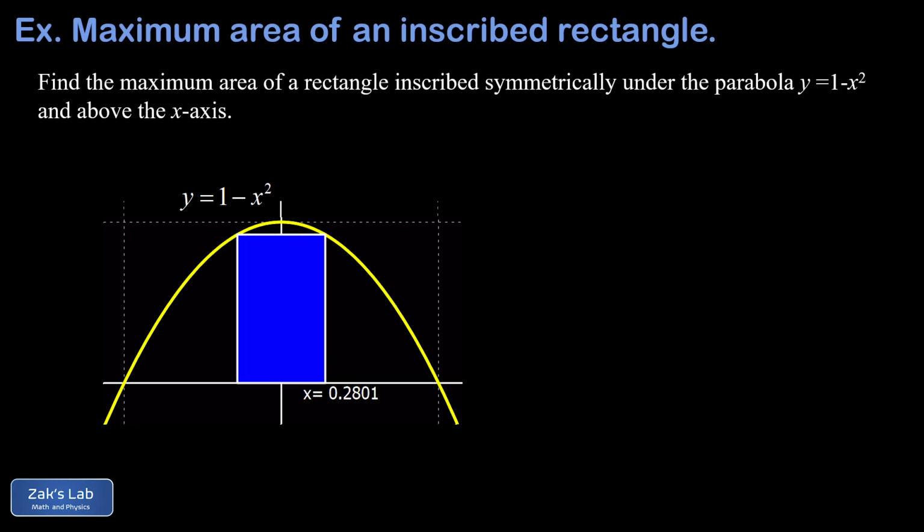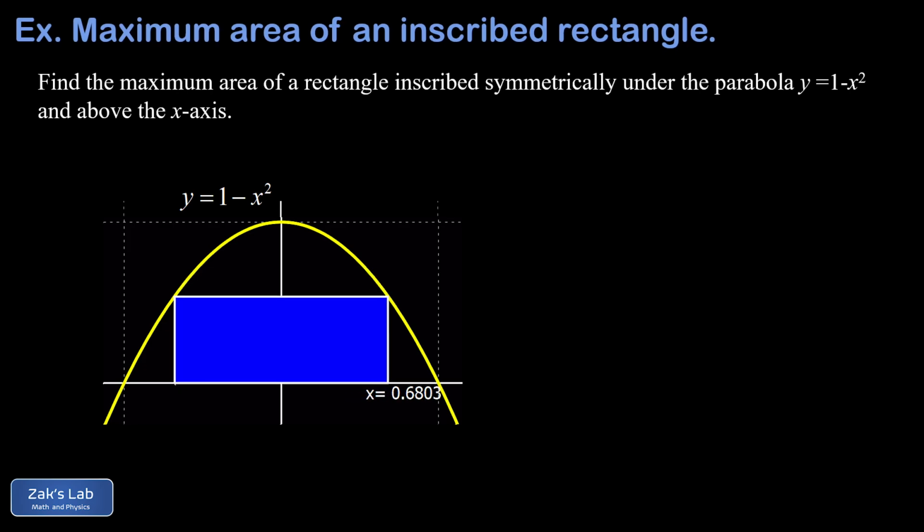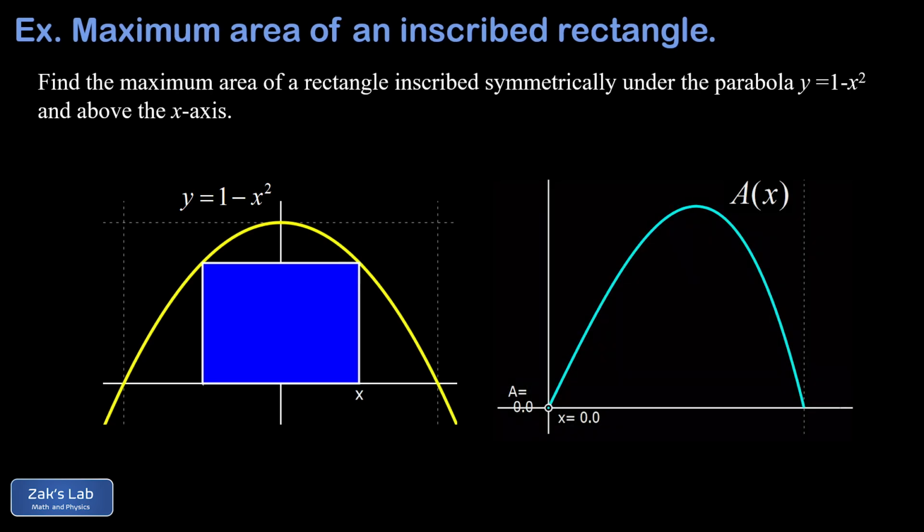And then we get really skinny rectangles with small areas, and then wider rectangles with larger areas, and then flatter rectangles with smaller areas again. And then at x equals 1, we have 0 area once again because the rectangles have a height of 0. So we can think of the area as a function of x, and this function is 0 at x equals 0 and 0 at x equals 1. But clearly bigger than 0 in between, and this guarantees that there's a maximum value somewhere in between 0 and 1.